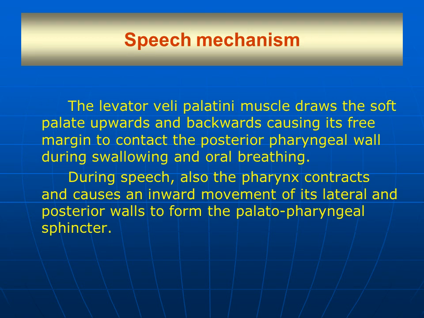Regarding the speech mechanism, in short, the main muscle in the soft palate which shares in the action of speech is the levator veli palatini muscle. We will discuss this part in detail in the next lecture. The levator veli palatini muscle will draw the soft palate upward and backwards, causing its free margin to contact the posterior pharyngeal wall. This occurs during swallowing and oral breathing.